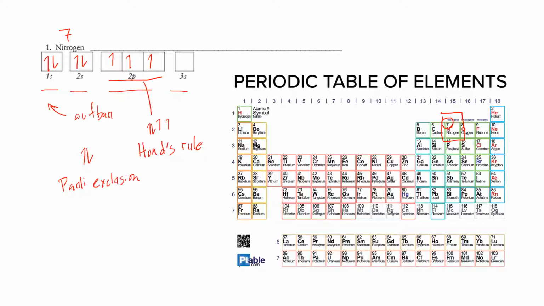So again, all I've got to do is fill up those arrows with those rules, and I end up with this notation. 1s, so I'm going to write 1s, with 2 electrons here. Then 2s, with 2 electrons, so I put the little 2 up here. And then finally 2p, and 3 electrons, 3. I can check my answer by adding these numbers up. 2 plus 2 plus 3 is 7, so I know I got the right answer. Good?